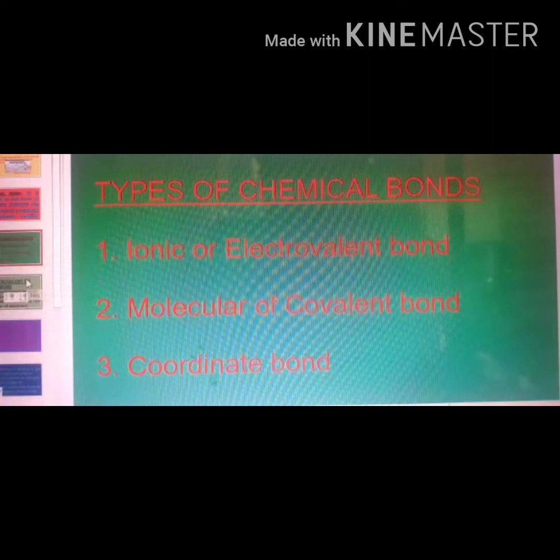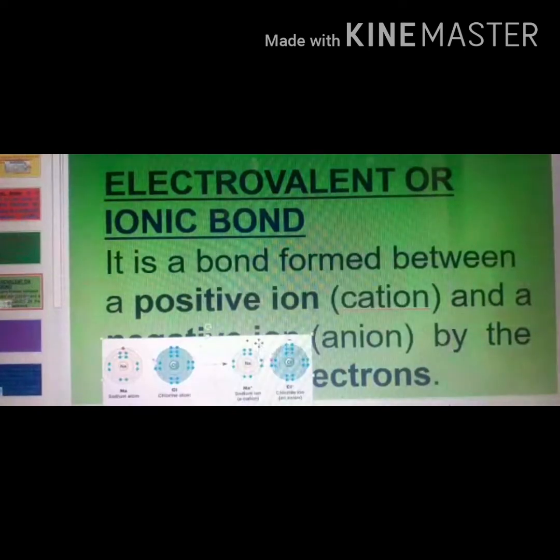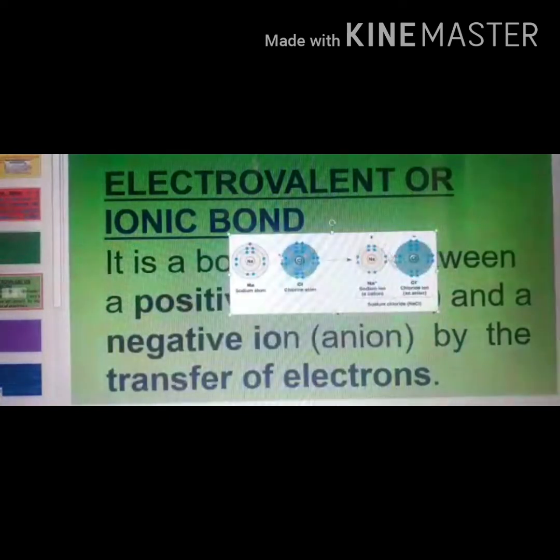First, let us discuss the electrovalent or ionic bond. It is a bond formed between a positive ion, called a cation, and a negative ion, called an anion, by the transfer of electrons. It is a force of attraction between a positive ion and a negative ion by the transfer of electrons. Let us see how it happens.